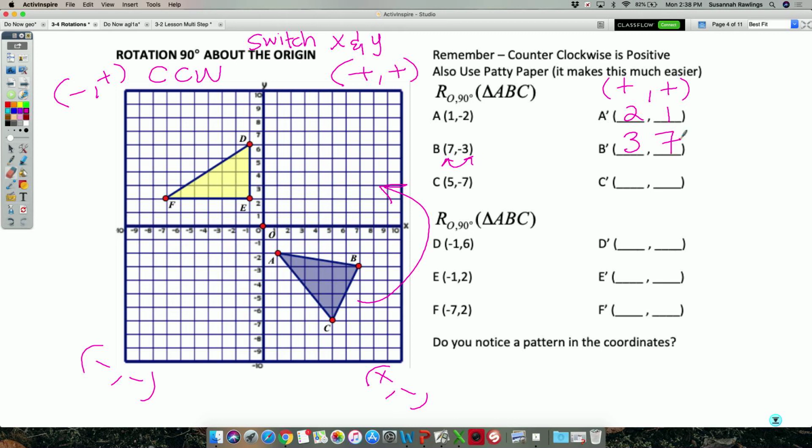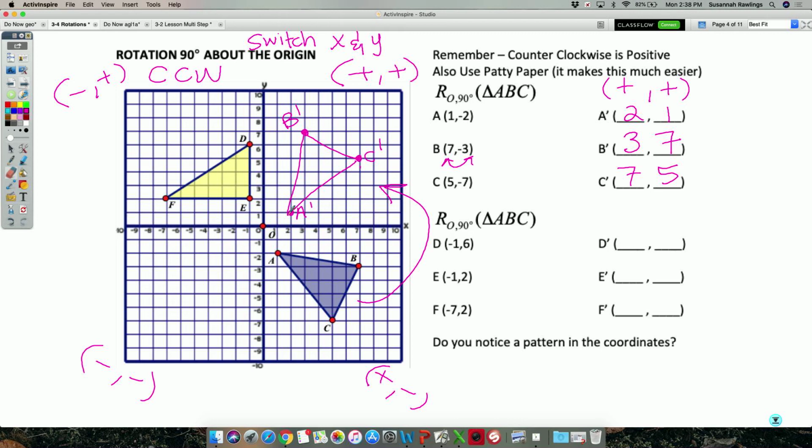3, 7. Jemiah, why don't you try the last one? 7, 5. Very good. Positive 7, positive 5. And I'm going to go through and graph that. So 2, 1 is A prime. 3, 7 is B prime. And 7, 5 is C prime. So they should be the same size and shape, just rotated 90 degrees counterclockwise.